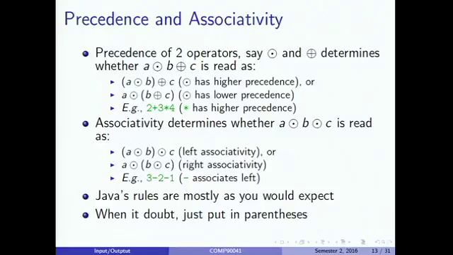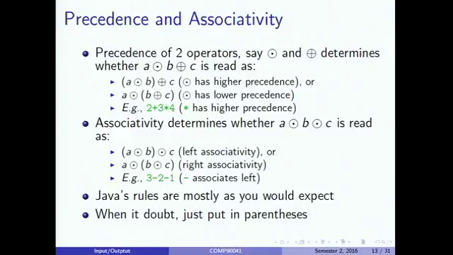And then the question comes up, what happens if you have two operators that have the same precedence? Now, of course, an operator always has the same precedence as itself, but operators like plus and minus have the same precedence as each other. So if you've got two operators that have the same precedence, then the question is associativity. Which way do they associate?